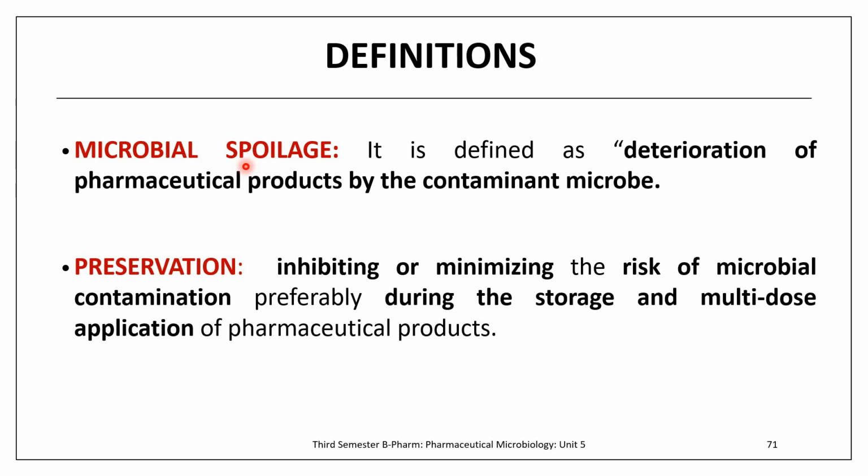So we had defined it as a deterioration of pharmaceutical product by a contaminating microorganism. So whenever there is a contamination due to a microorganism, that kind of product will show some kind of visible changes in the pharmaceutical products, and this is known as microbial spoilage. Now, in order to prevent this, we will use some method that is known as preservation. So preservation is inhibiting or minimizing the risk of microbial contamination, preferably during the storage and multiple dose application of the pharmaceutical products.